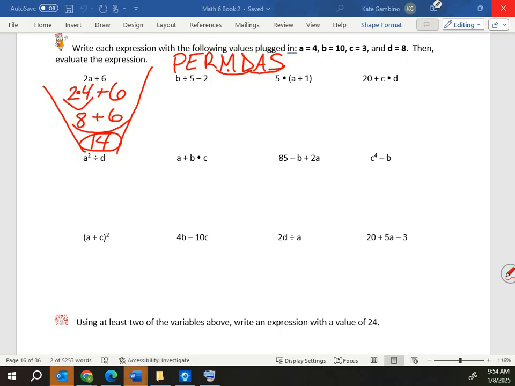Sometimes I have students who like to write, okay, 2 times 4 equals 8, and then 8 plus 6 equals 14, and they write it out this way. I'm telling you right now that we're in big kid math, and it's super easy to make mistakes and to accidentally write things the wrong way. I do not want us to see us writing it out like this anymore.